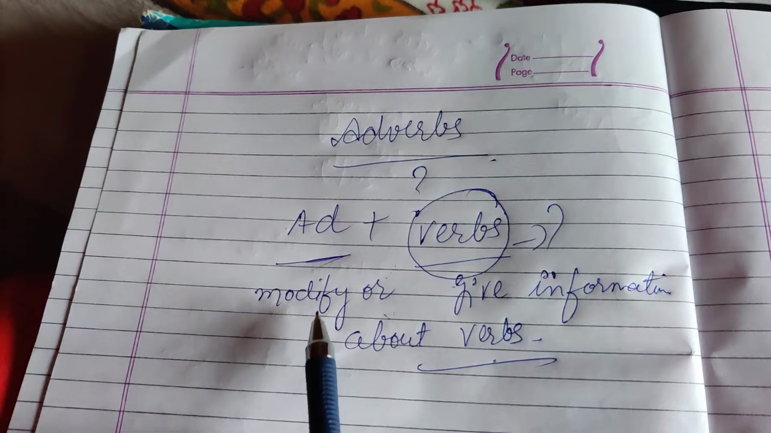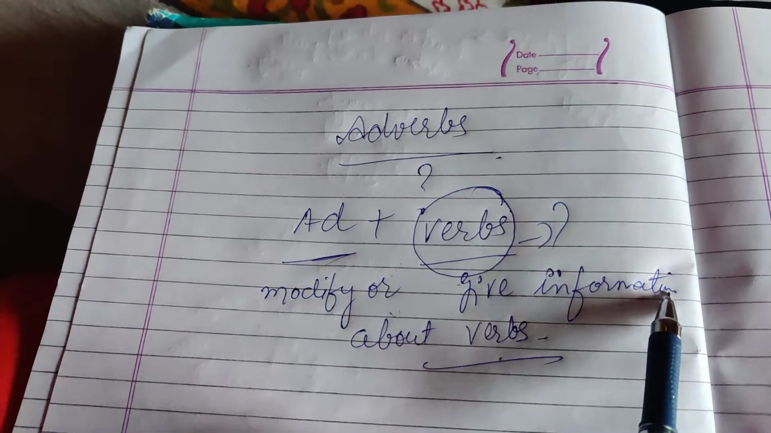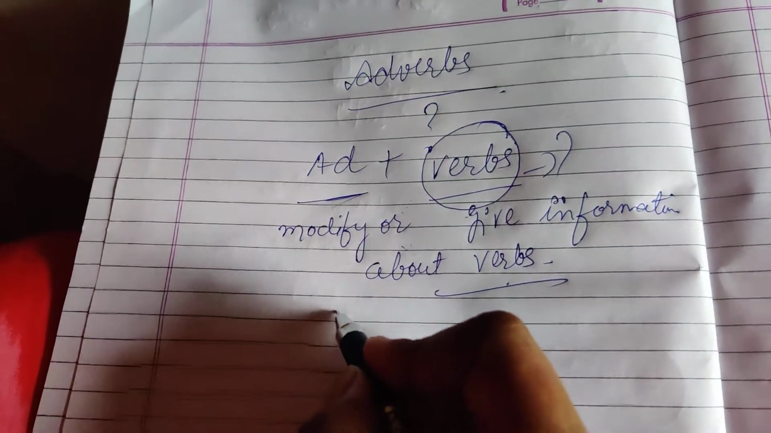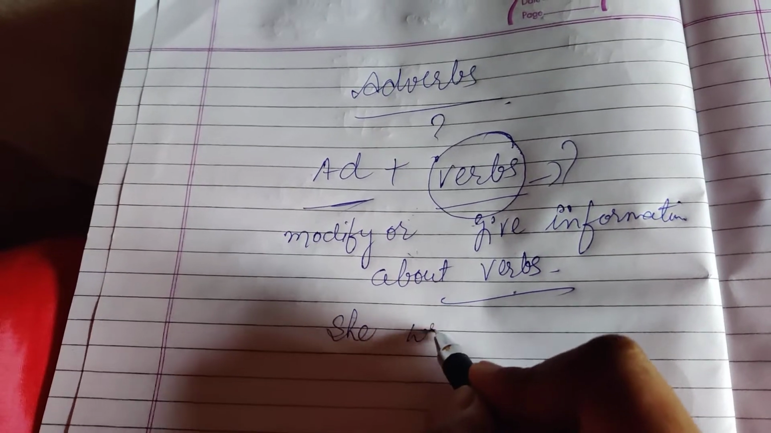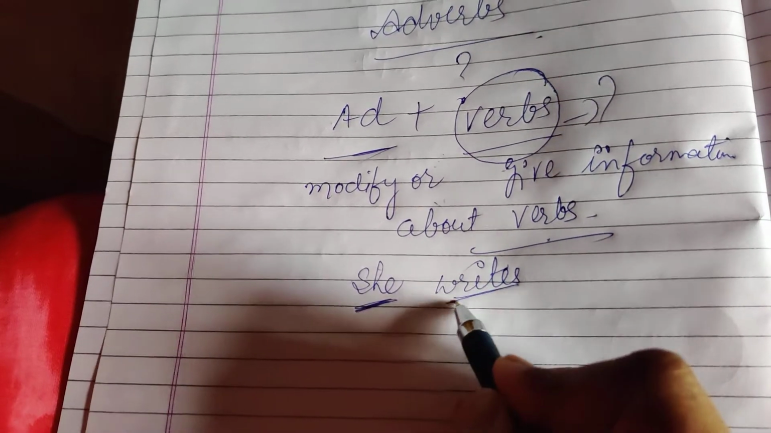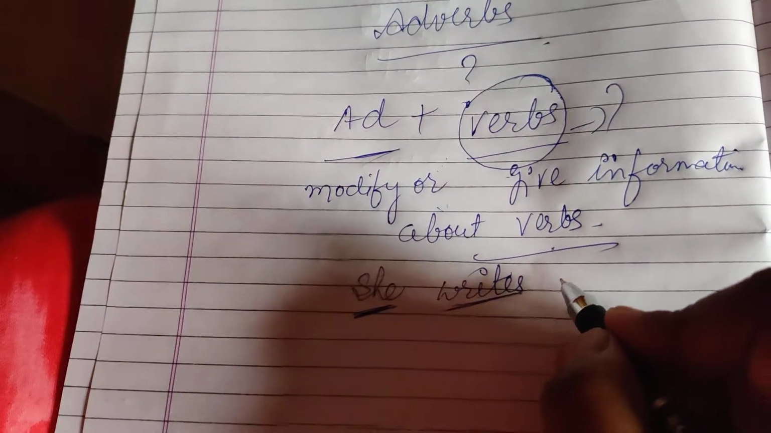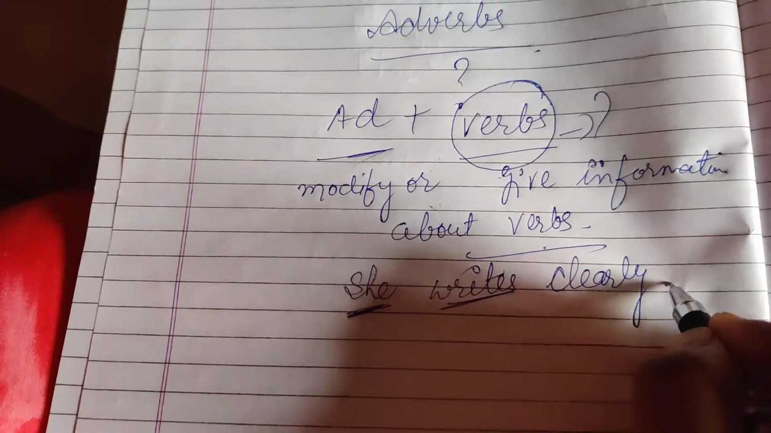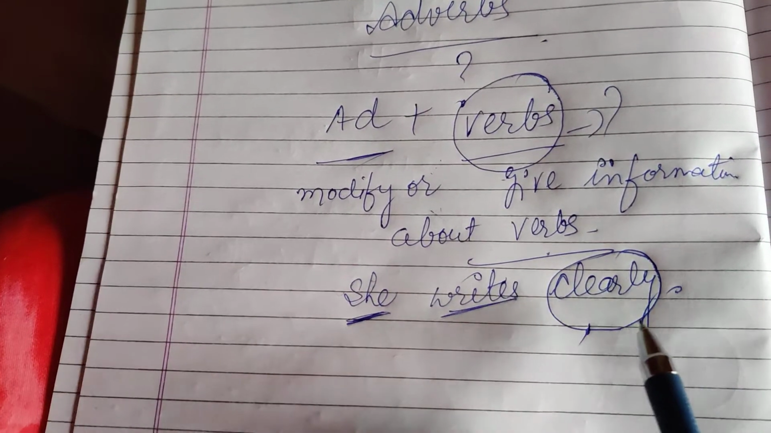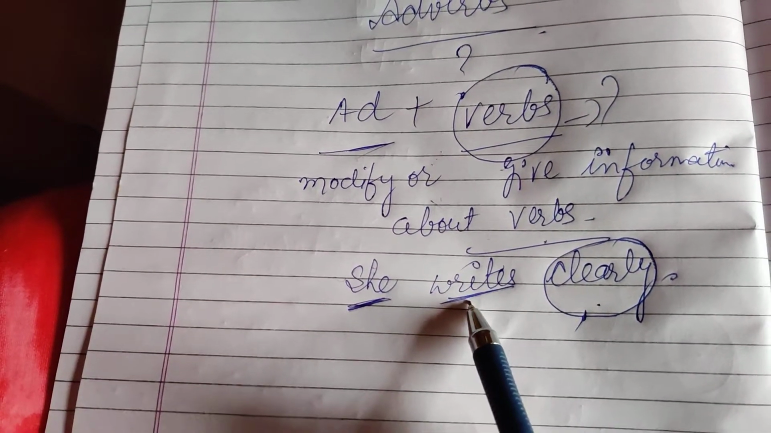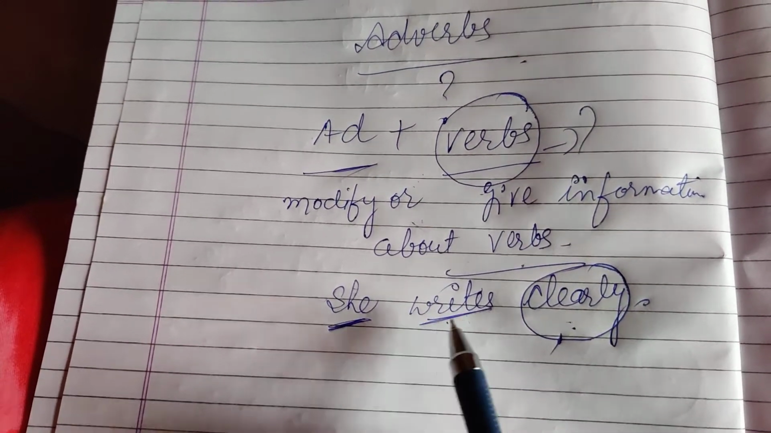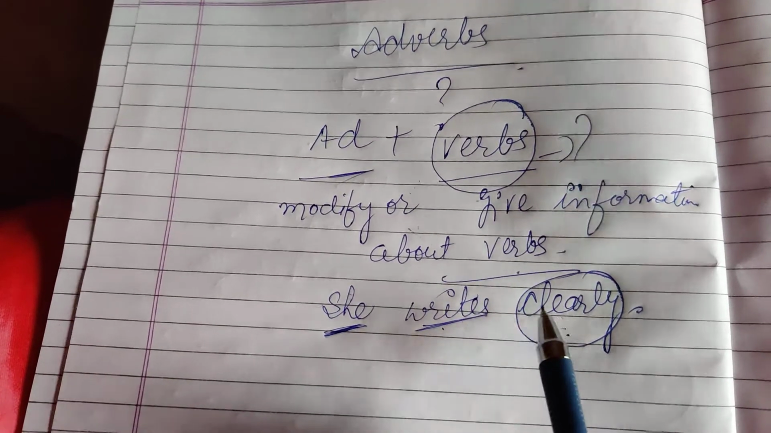Okay, how do they modify the verb? They modify the verb by giving us more information about the verb. For example, I'm just writing here a simple example. She writes. Here she is the subject and writes is a verb. Now how does she write? She writes clearly. So this word clearly is an adverb, because here the word clearly is telling us how she writes. How does she do the work of writing? She does the work of writing clearly.